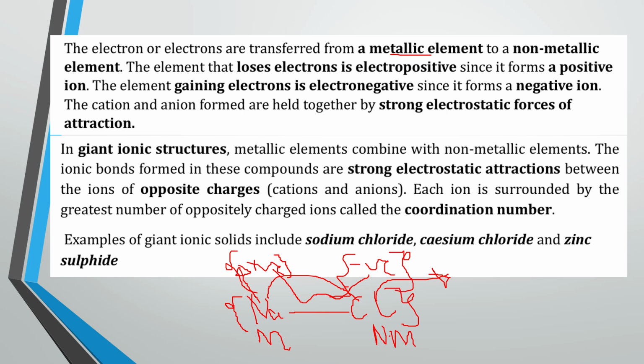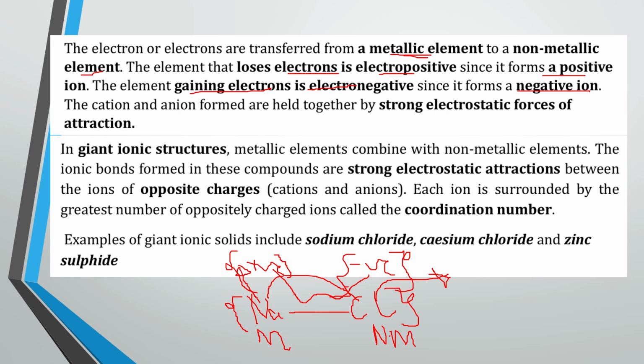Proceeding, the electrons are going to be transferred from a metallic element to a non-metallic element. The element that is going to lose electrons is going to become electropositive, or positively charged, since it forms a positive ion. And the element that gains electrons is going to be electronegative, or negatively charged, since it forms a negative ion.